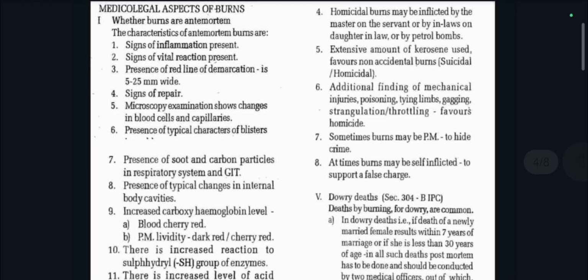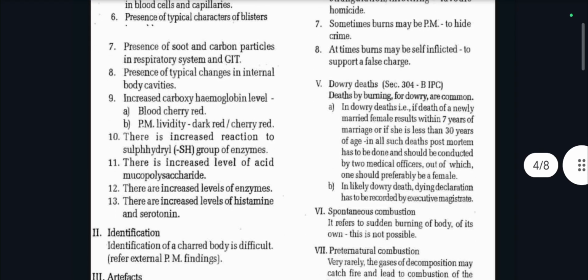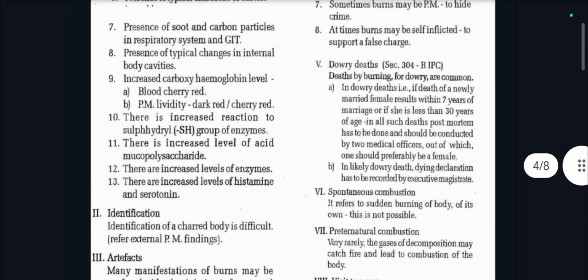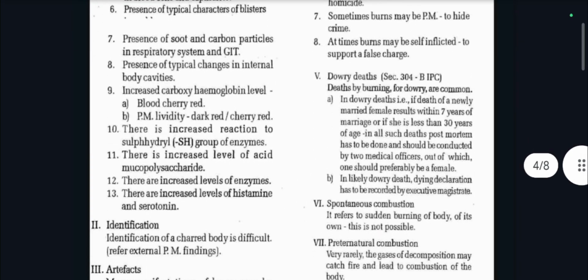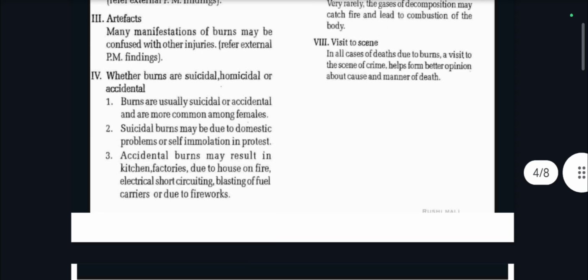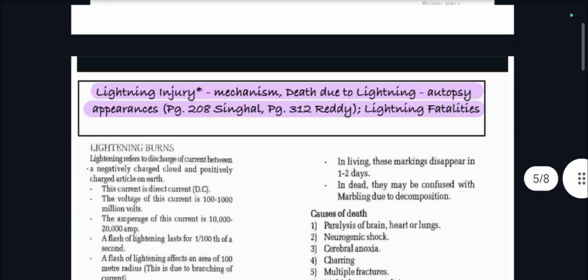Whether it helps to find out whether the burns are AM or PM. Then you are going to have identification, artifacts, fine. Whether the burn is suicidal, homicidal, or accidental, and whether it is dowry death, spontaneous combustion, or preternatural combustion, or it is a visit to the scene. So this was about burns.